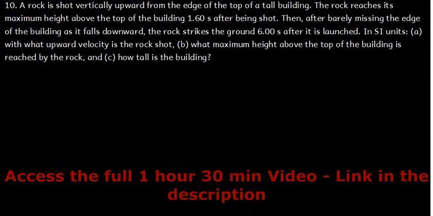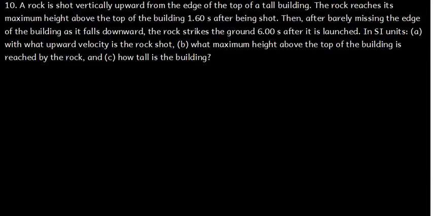So number 10 is saying a rock is shot vertically upward from the edge of the top of a building. The rock reaches its maximum height above the top of the building 1.6 seconds after being shot. Then after barely missing the edge of the building, as it falls downward, the rock strikes the ground 6 seconds after it is launched. In SI units, part A, with what upward velocity is the rock shot? B, what maximum height above the top of the building is reached by the rock? C, how tall is the building?